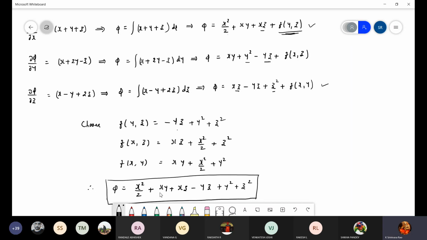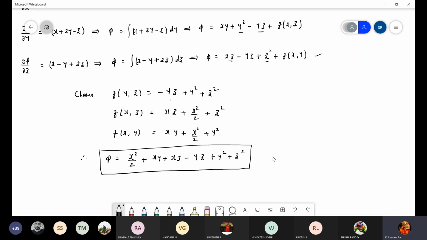Dou phi by dou y, see, this is the first term 0, second, third term 0, minus z plus 2y. It is there: x plus 2y minus z. And partially with respect to z means first term 0, second term 0, you will get x minus y plus 2z. Now this is the correct answer. I hope you understand how to choose. If you have any doubt, ask me, I will clear.